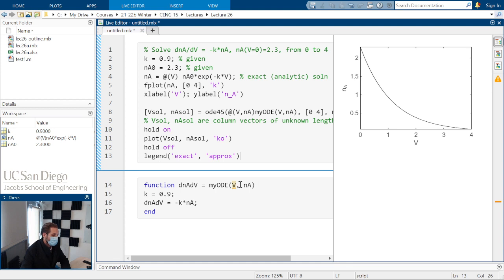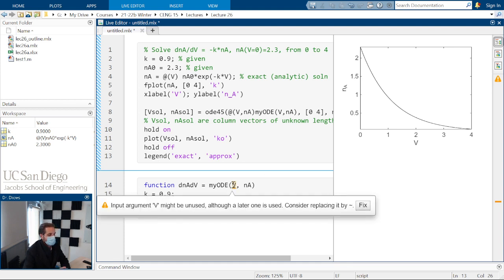In your local function, MATLAB will nearly always complain that the input argument V might be unused. Ignore it. ODE45 requires it to be there, even if it's not used in the actual function. So ignore that requirement. Just leave it there.